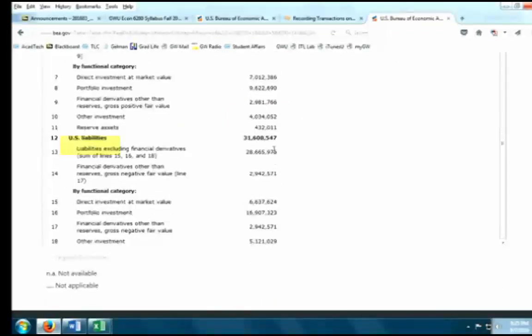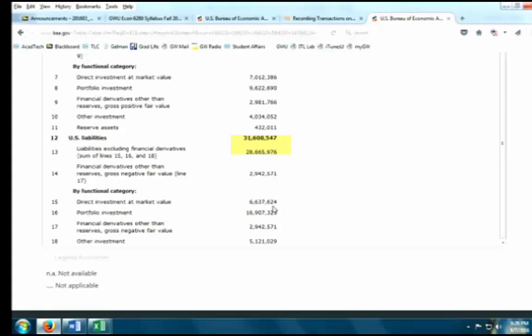On the other side, U.S. liabilities. This is what we owe to foreigners, have to give back in the form of IOUs, loans we have to pay back, or purchases of U.S. real estate and businesses by foreigners. It amounted to $31 trillion at the point in time, first quarter 2016.